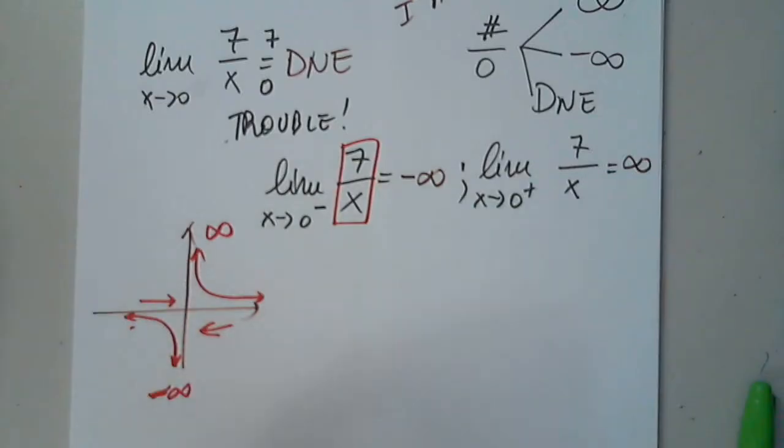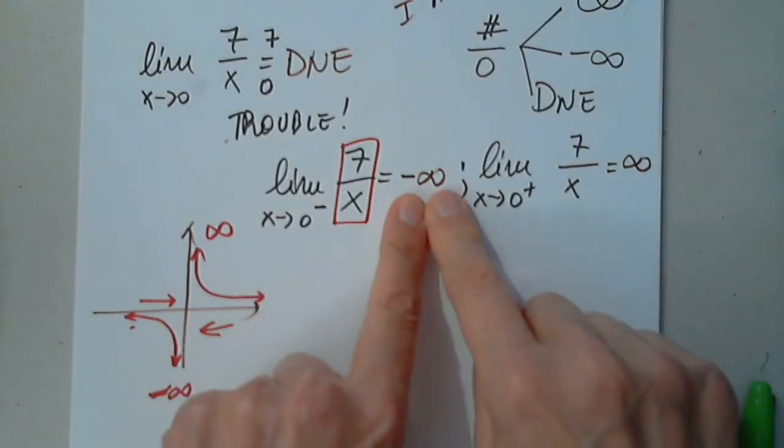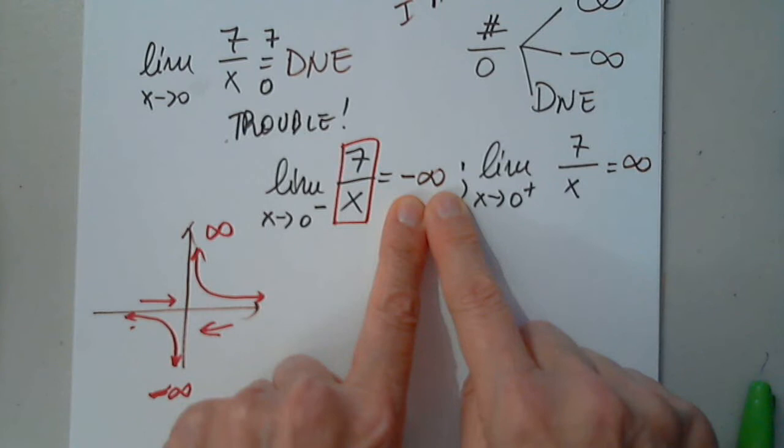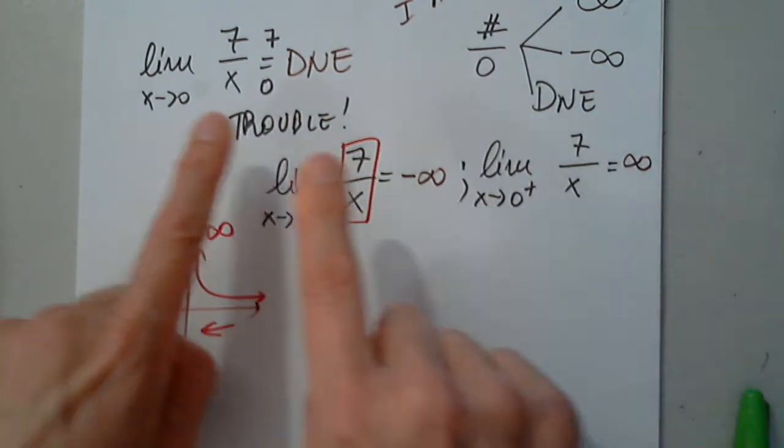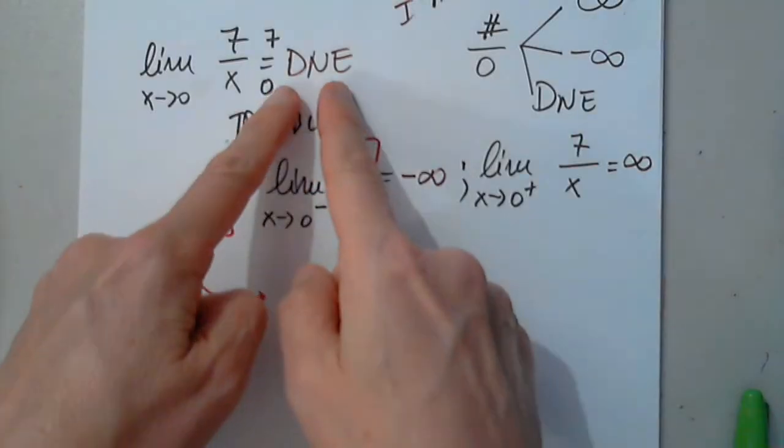Go ahead. Is that going to exist, or what am I going to do? From the left it is negative infinity. From the right it is positive infinity. From either side, it's DNE.